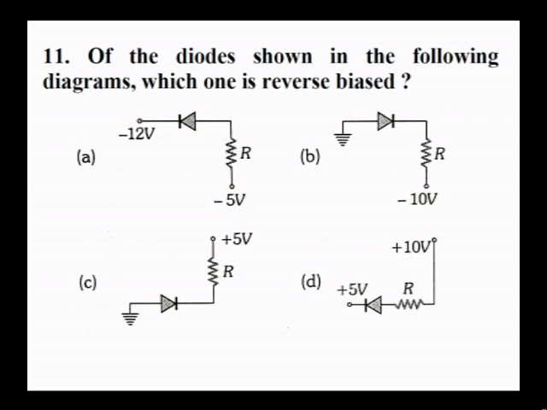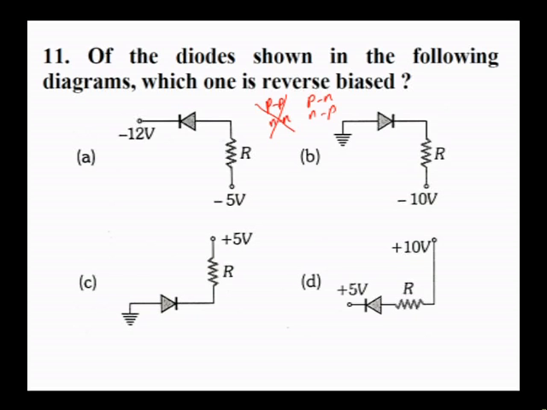Of the diodes shown in the following diagrams, which one is reverse biased? Now when you want to check forward bias and reverse bias, one thing you have to bear in mind: maybe you would have been taught that P to P, N to N is forward biased, and P to N and N to P is reverse biased. When you say P to P, the positive terminal of the cell is connected to P type, negative to N type. So this is forward bias, but they have not asked forward bias, so this is ruled out. Now the other one is, if P type is given to the negative terminal and N type to the positive terminal, then it is reverse biased.